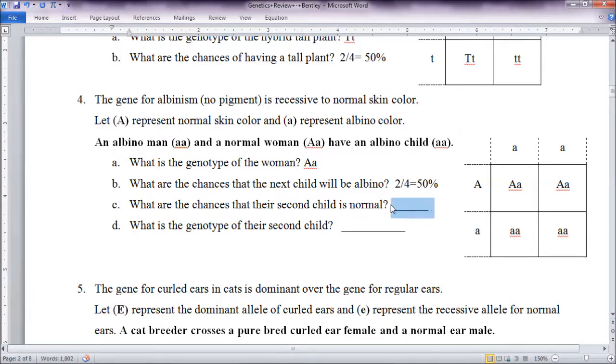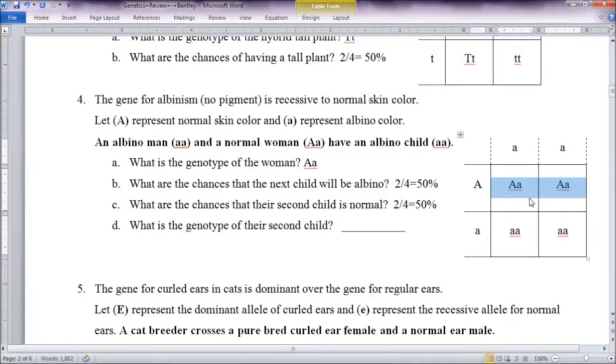So what is the chances that their second child is normal? Again, they don't really affect each other. It's not like you're using up some of these genes. So it is still simply 2 out of 4. You don't use up these boxes or anything. It's always the same percentage every time they have a child. 50%. So those are those top two that are representing those 2 out of 4 normal children who express a normal phenotype, even though they kind of have an abnormal genotype.